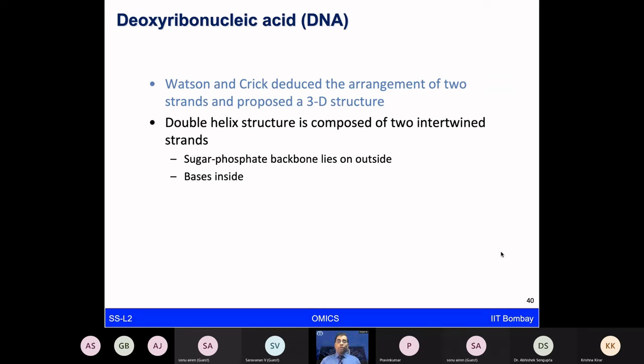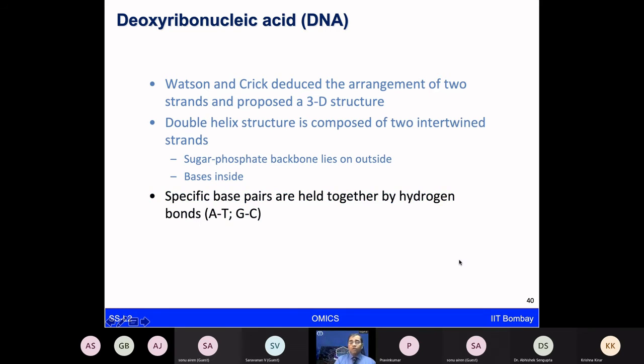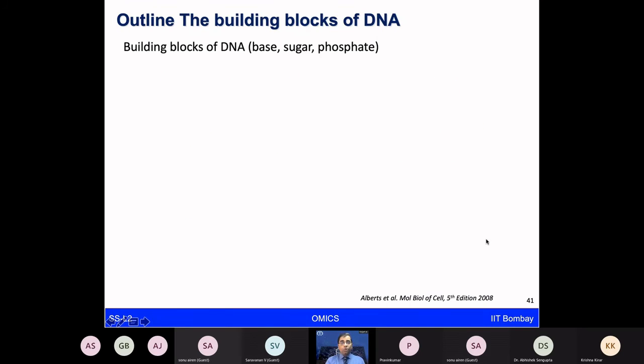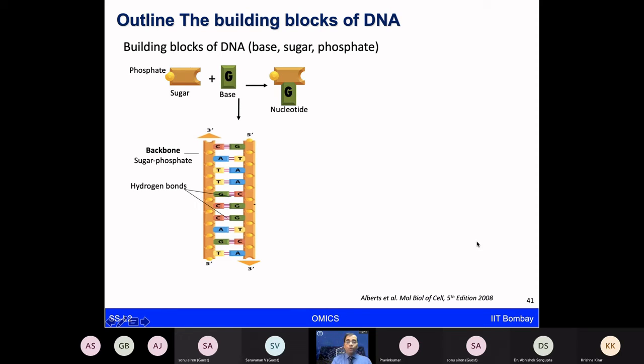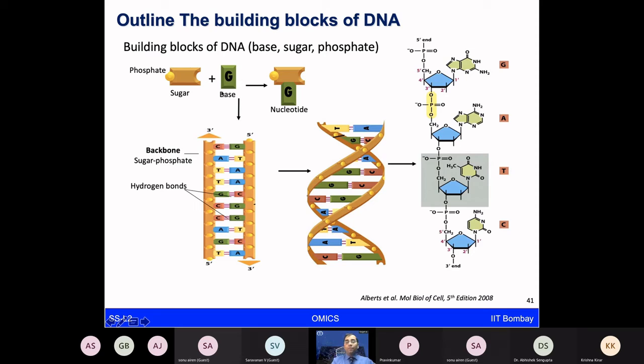Watson and Crick deduced the arrangement of the two strands of DNA and proposed a three-dimensional model of how they are intertwined, with the sugar-phosphate backbone on the outside and the bases inside the double helix structure. To pair A with T and G with C, there are specific hydrogen bonds: 2 hydrogen bonds for A and T, and 3 hydrogen bonds for G and C. If you recollect everything we spoke of so far, we have the building blocks, the sugar with the phosphate groups and the bases, which form the nucleotides. These nucleotides are arranged in 5' to 3' or 3' to 5' order. A forms two hydrogen bonds with thymine, and G and C form three hydrogen bonds.